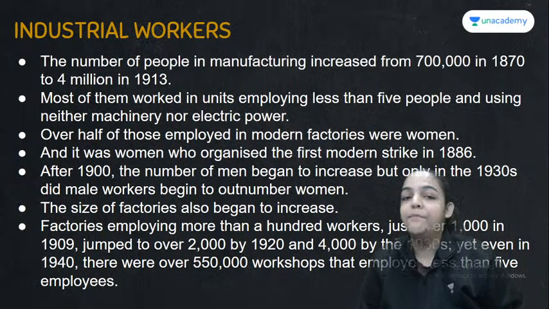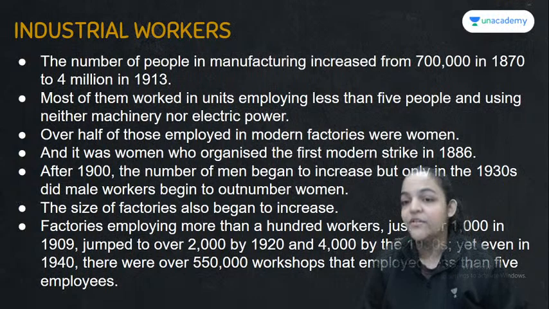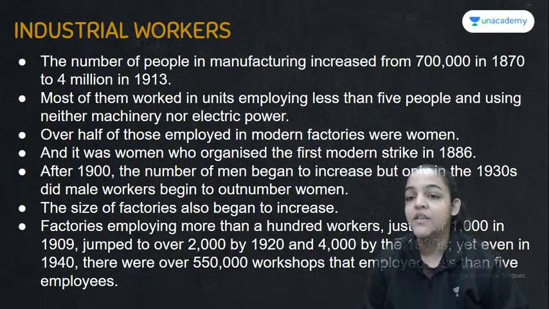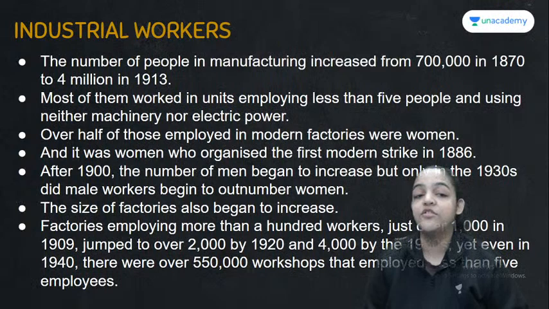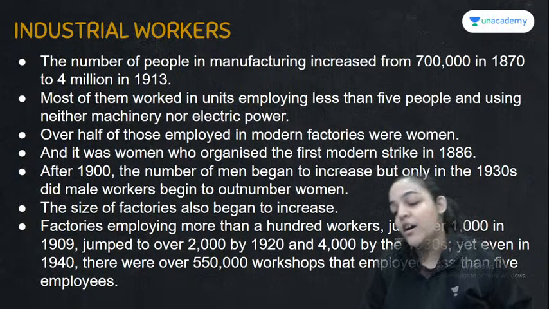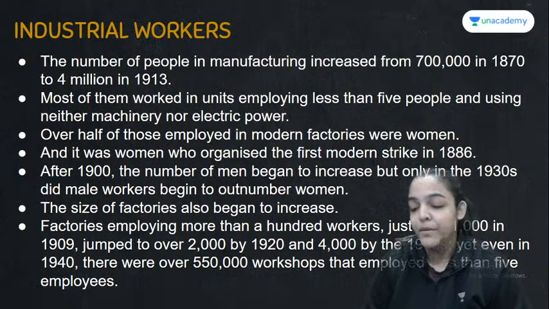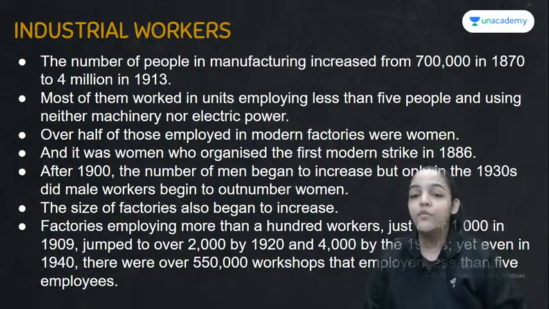Over half of these employees were actually women. So most of the employees who were working in the industrial sectors were actually women, and it was the women actually who organized the first modern strike in 1886 asking for better working conditions. Now why do you think women were employed? Because most of the men were away, fighting in the world wars. That is why the men's population was lesser, and that is why women were most employed in the industries.